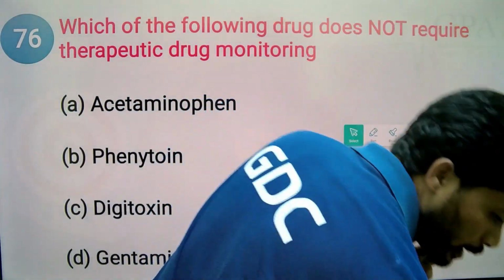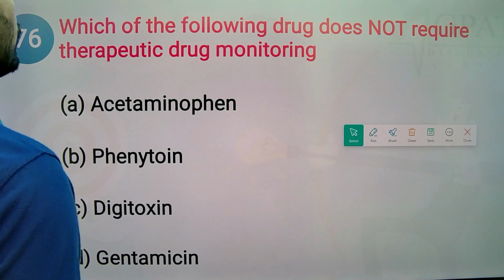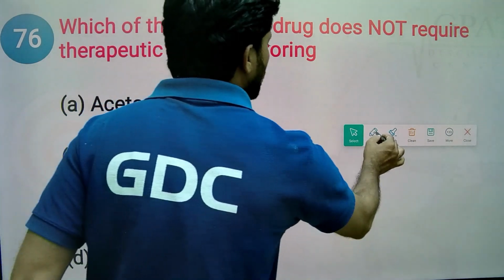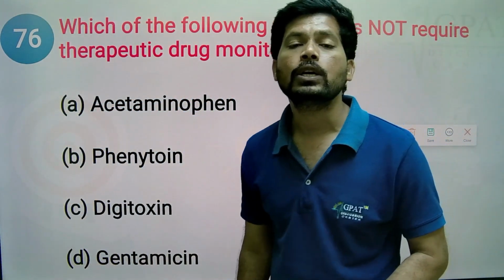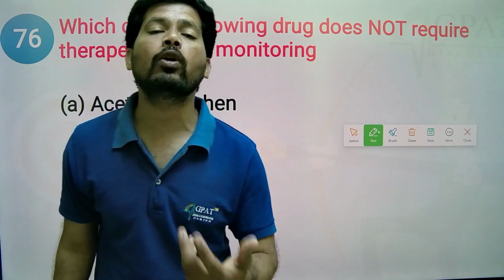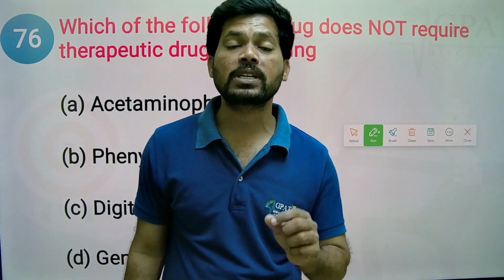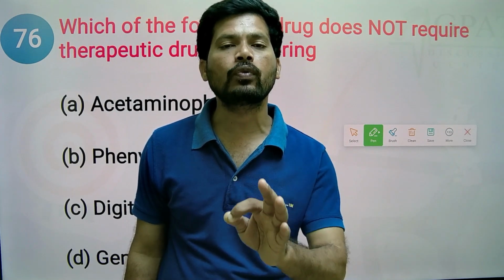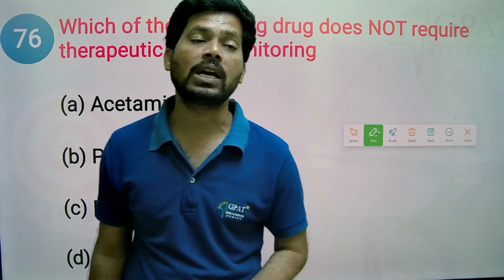Next, which of the following drugs does not require therapeutic drug monitoring? Always, a drug requires monitoring: how much drug is taken into the body, and at what time we have to take that drug. The monitoring should be there, especially for drugs like phenytoin, penicillin G, theophylline, warfarin. Otherwise, they cause side effects or adverse effects.